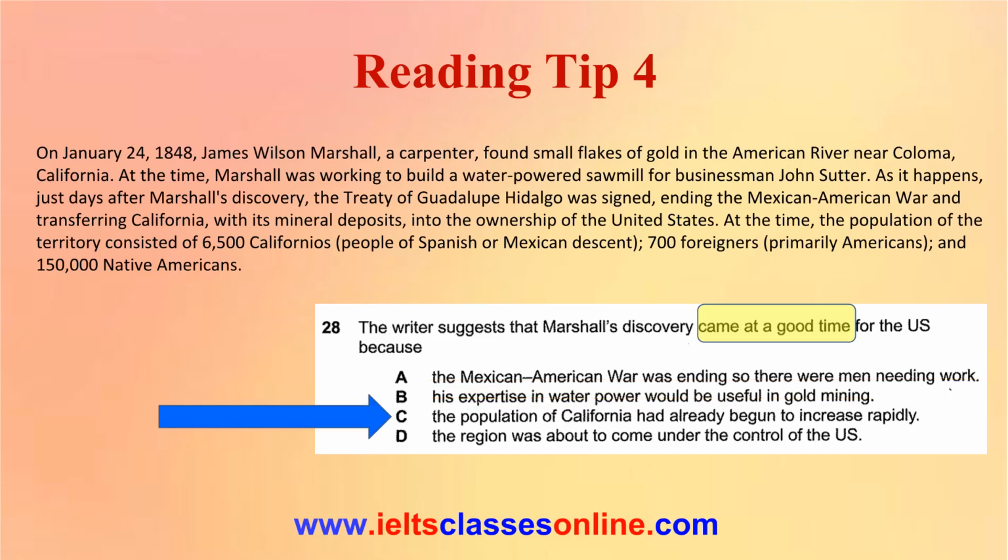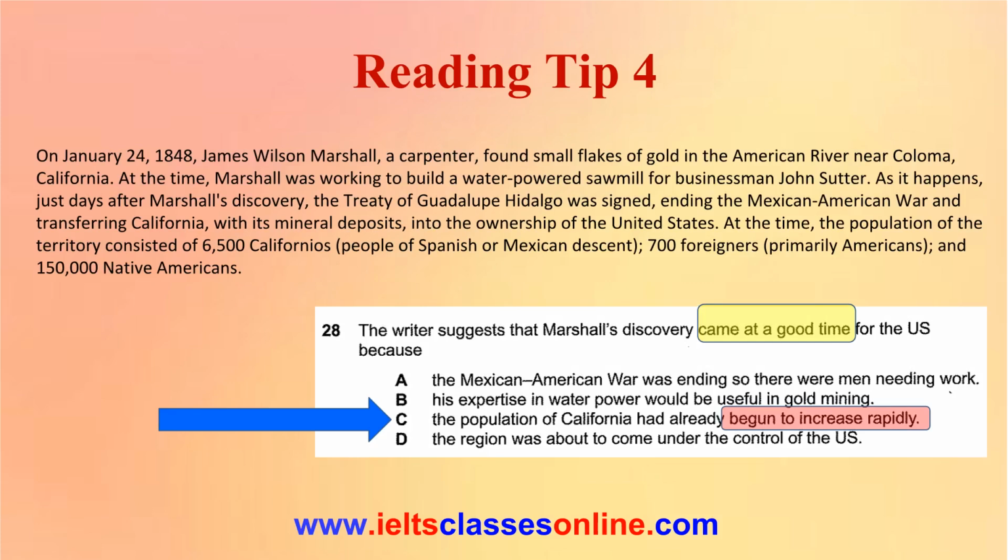Let us look at option C. It says that the population of California had begun to increase rapidly. Let's check this with the passage. Again, while the population figures are mentioned in the passage, does it say anywhere that the population had begun to increase rapidly? No, it does not say anything anywhere about the increase of population. Hence, we eliminate this option as well.